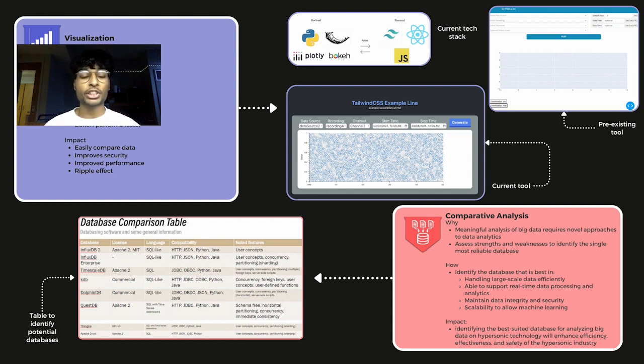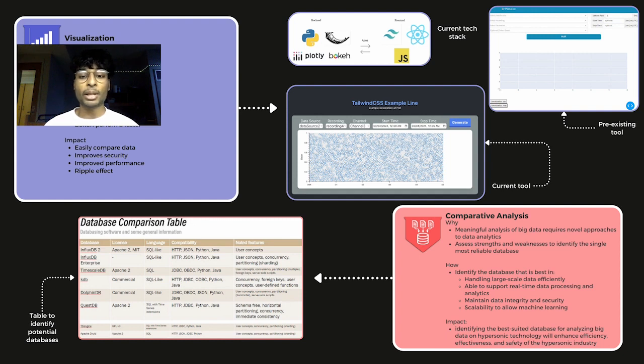Our team's task was to assess different databases' strengths and weaknesses to pinpoint the most reliable one that could support real time analytics. As a leader in the hypersonic technology industry, Stratolaunch's multiple complex systems generate vast amounts of data during each flight. As such, our task is critically important because there's a need to identify a database that is capable of handling large volumes of data efficiently and reliably to support real-time analytics and decision-making processes.